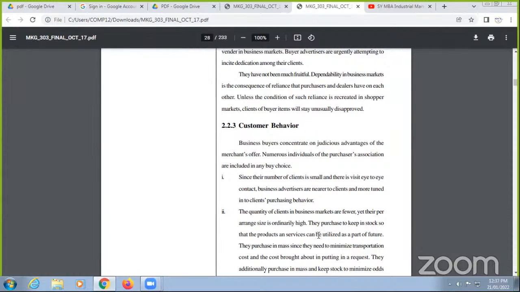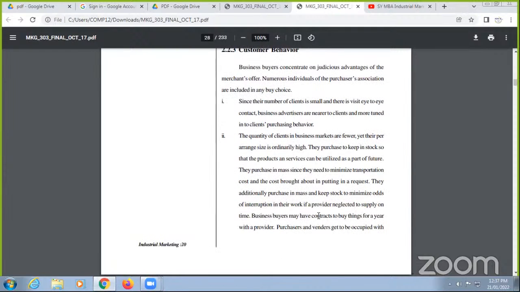Next, consumer behavior. Business buyers consider all aspects of the advantage the merchant offers, and numerous individuals of the purchasing organizations are included in any buying decision. First, since the number of clients is small and there is frequent face-to-face contact, business advertisers are nearest to clients and more aware of their purchasing behavior.